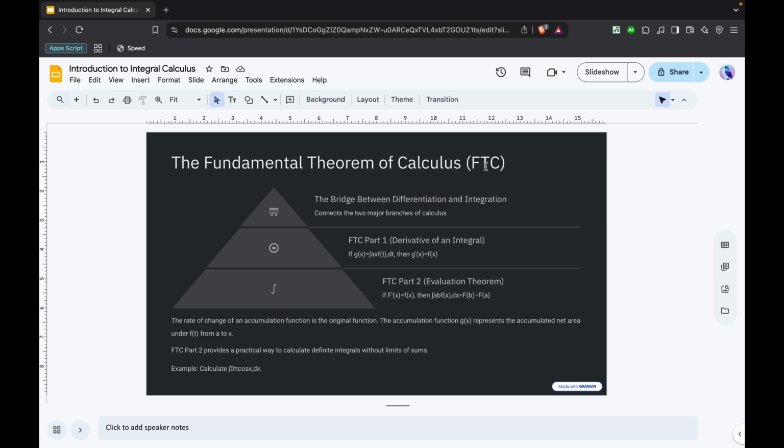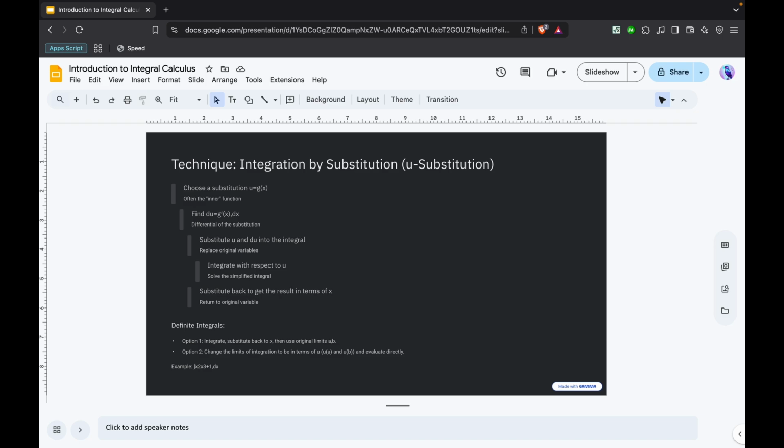What they're saying is the rate of change of an accumulation function is an original function. Now, you don't really need to worry about accumulation functions, we'll cover that later, and it's a bit more complicated, so that's not very important. And the second part says it provides a practical way, but that's pretty much the only way if you're not going to use limits, and even if we use limits, taking them at infinity and using different rules can sometimes get very complicated.